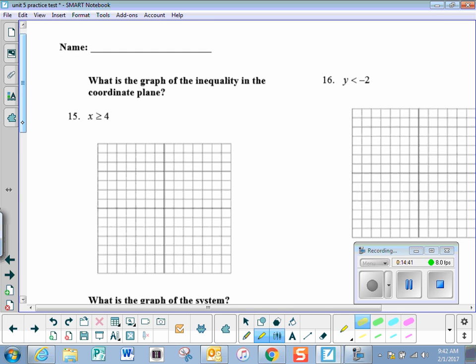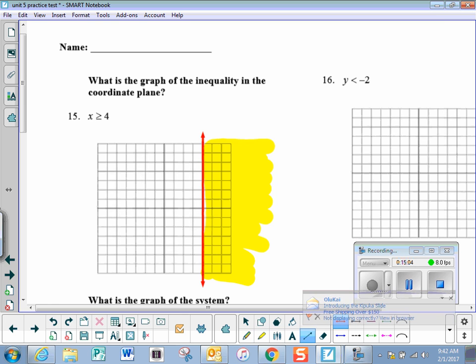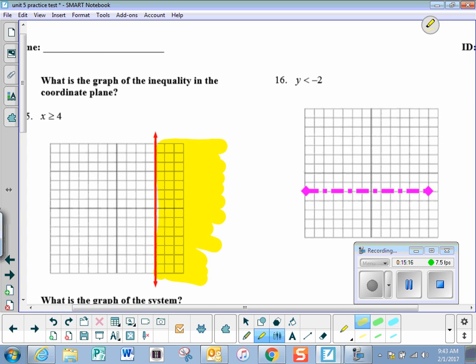x is greater than or equal to 4. What does the line x equals 4 look like? It is a vertical line at x equals 4. Where is x greater than or equal to 4? On the line or to the right of the line? Okay, y is less than negative 2. So that's going to be a dashed line at negative 2. Where is it less? It is less below. So those ones, pretty obvious which way to shade.